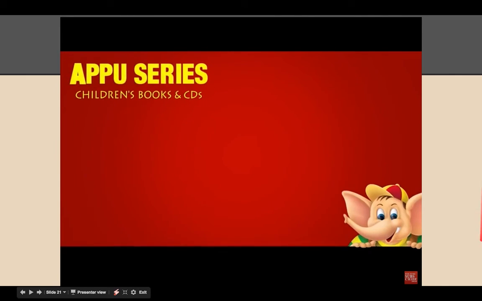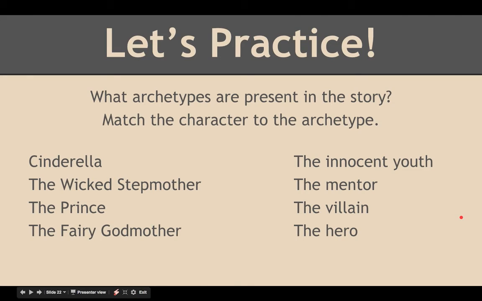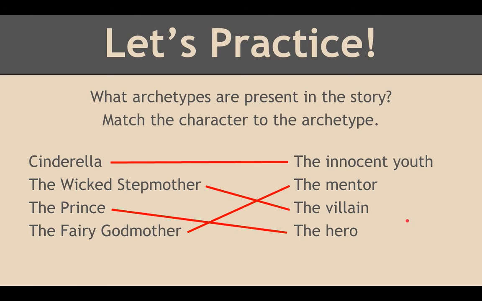Okay, so depending on your level of familiarity with the Cinderella story, that may or may not match up with what you know. But basically, we just did that for a quick practice. What archetypes are present in the story? Match the archetype to the character, or rather, the other way around. So we've got Cinderella, the wicked stepmother, the prince, the fairy godmother. We've got the innocent youth, the mentor, the villain, and the hero. Which would go with which? If you said this, then you're correct.